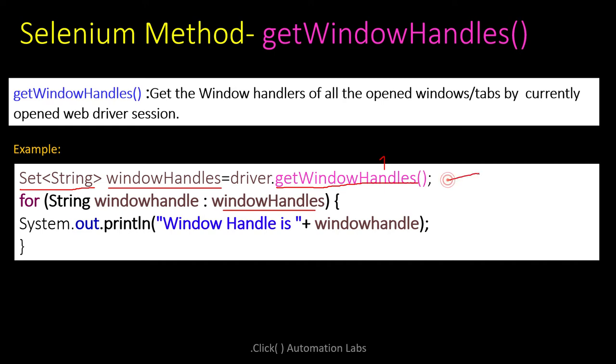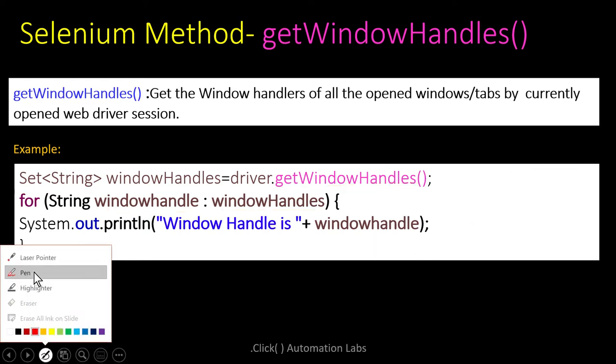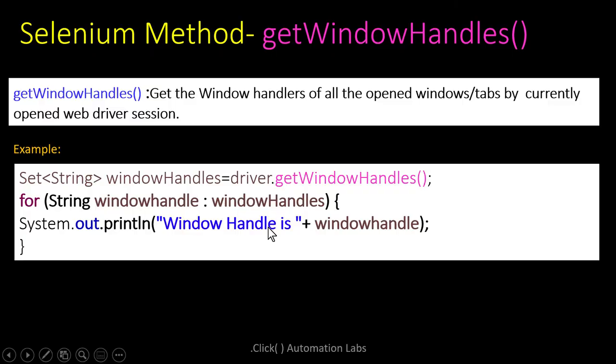Suppose you have two open windows, then this count is 2, and this for each loop will help us retrieve them one by one, and the first time it will give you the first opened window handle. This is iteration 1, then the loop continues, and the next time it will give another window handle, that is loop 2, and so on. So this is how get window handles will help us get the open windows.